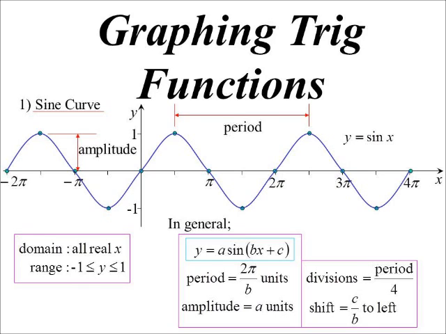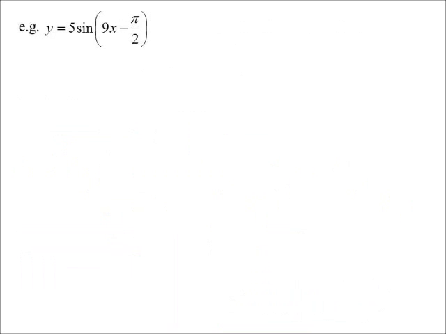The actual shifting, remember when you're shifting, it's when it's grouped with the x. So the shift is not c, it would actually be c divided by b. So c divided by b, in this case to the left, just depends whether it's positive or negative. So if I wanted to draw, here we go, 5 sine 9x minus pi on 2.